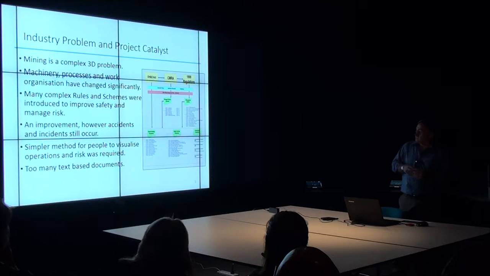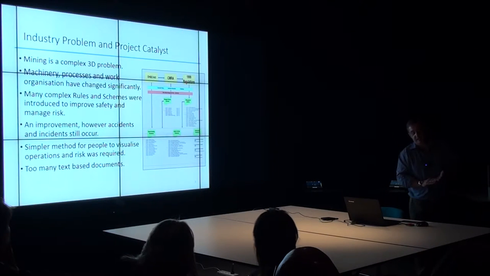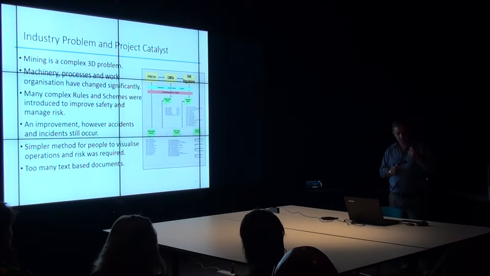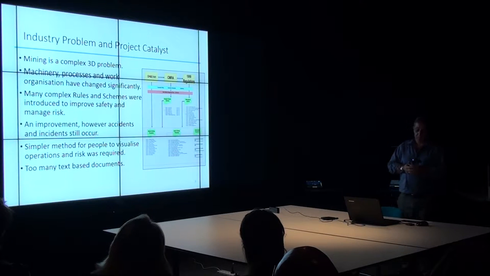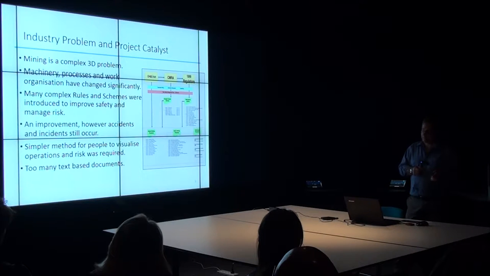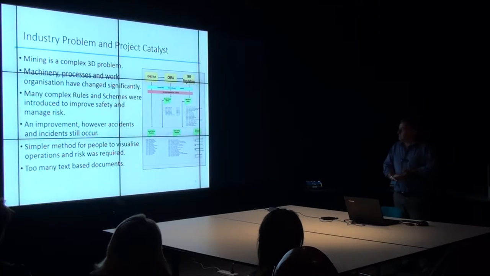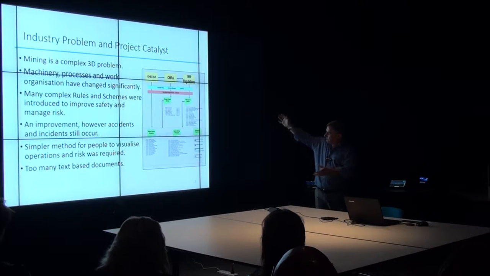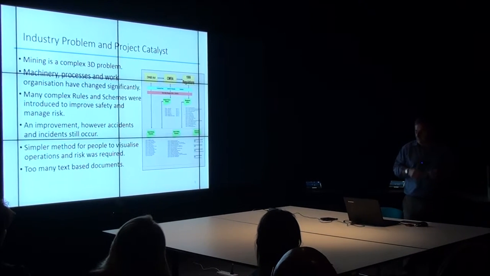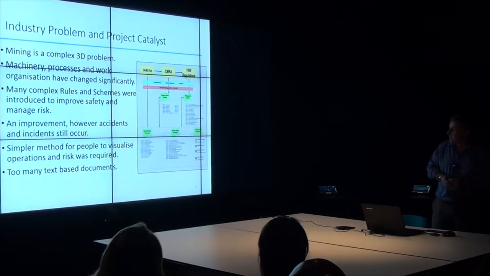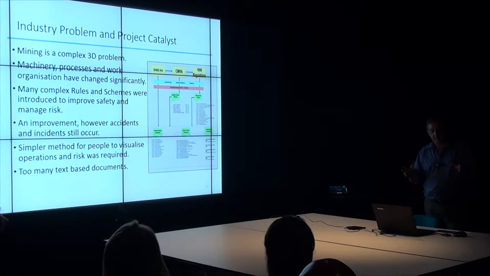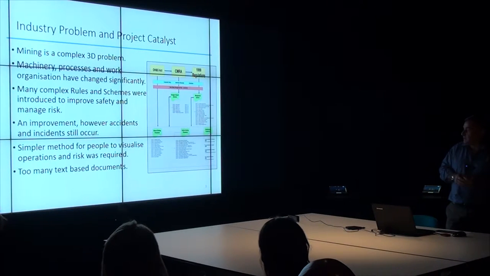One of the key catalysts for this particular project was that since the 1970s and 80s, mining machinery, processes, and the way that mine operations and people, the way that people work, had changed significantly. And to combat that and look at safety, many complex rules and schemes were introduced to improve safety and manage risk. But one of the bad things of that was that there are volumes and volumes of information, and you can see on that chart there, that's just a very brief snapshot of all the work procedures, legislation, rules and regulations that would apply to one specific task. So there were all these rules and regulations, there would be some controls over risk, but the problem was that accidents and injuries were still occurring, and unfortunately fatalities as well.